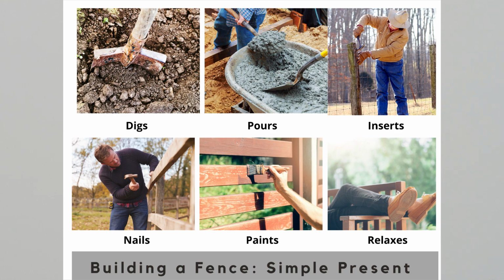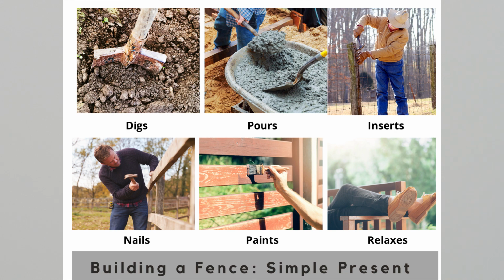Josh digs a hole. He pours concrete and inserts the post. He nails the fence together. Then he paints the fence. Finally, he relaxes.